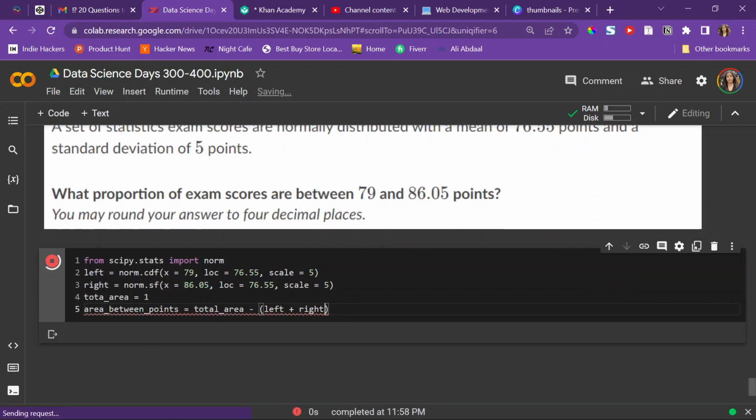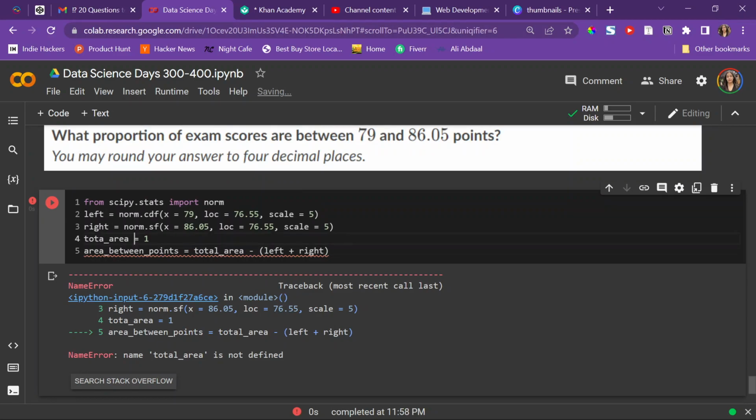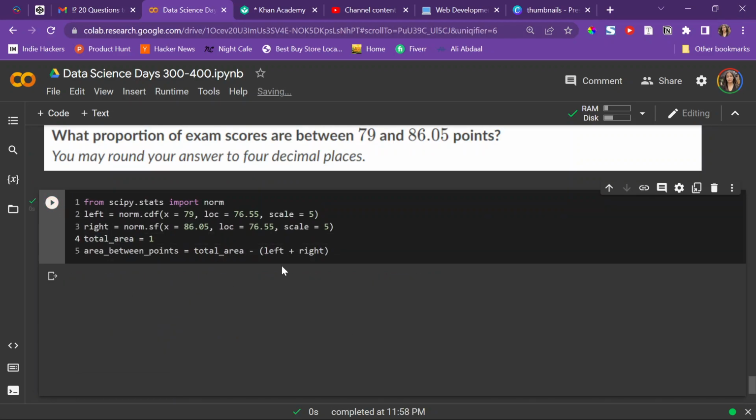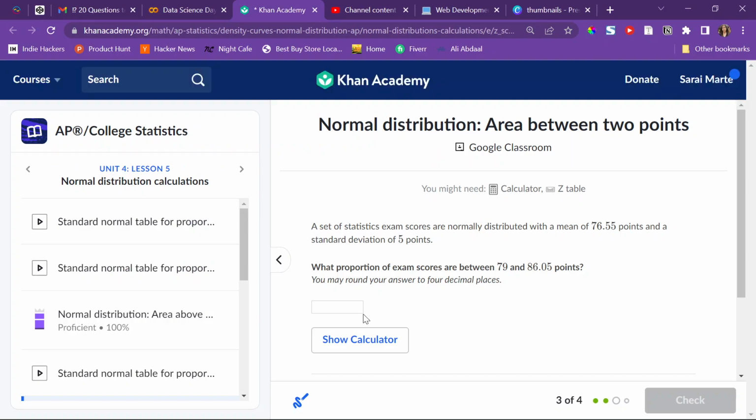And I run that. Let's see, what's the issue? Name total area is not defined. Did I not say, oh, it's tota. Let me change that to total. All right, and then I can go ahead and round the area between the 2 points to 4 decimal places because that is what it asked for. Copy that and then put that in here and check if I'm right, and I am.